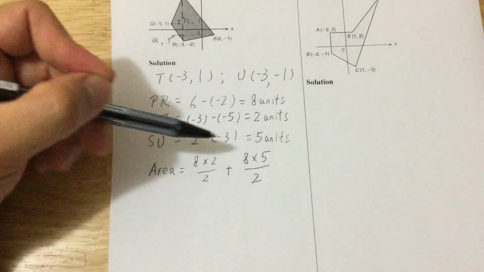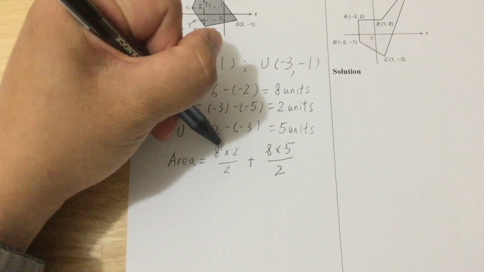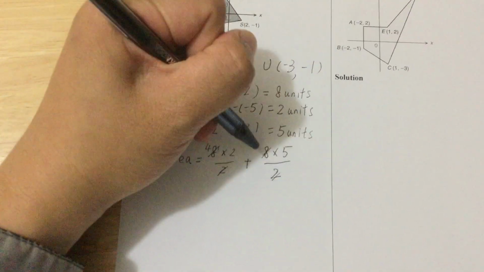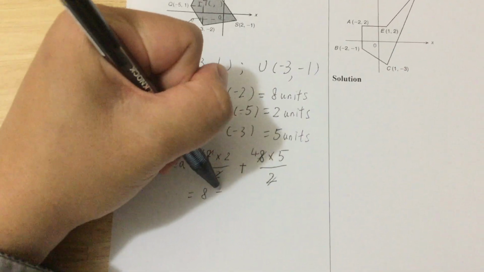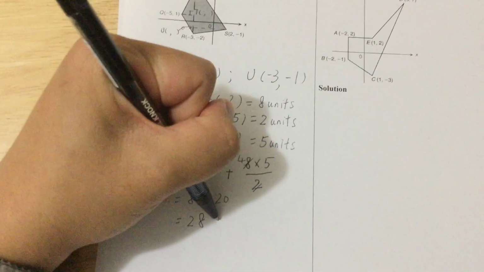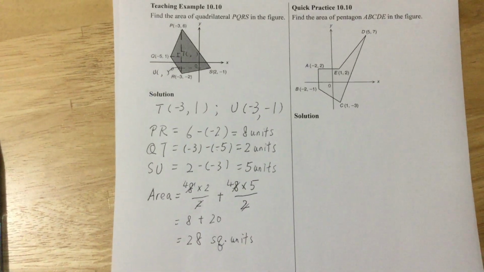So once again, times together. We cannot do the addition. We cannot cancel it, but we can cancel 8 and 2 with 4. So you got 8 plus 20. That is 28 square units. Okay, now let's look at this question once again.